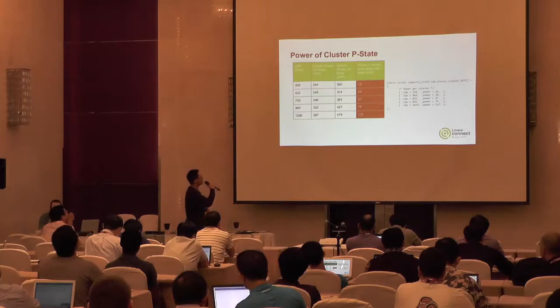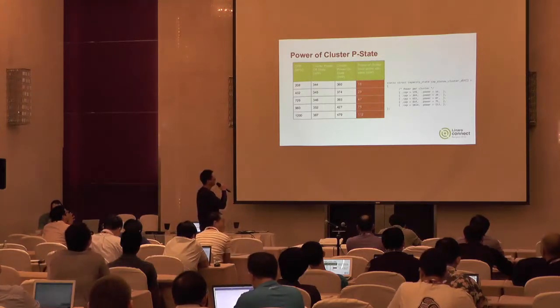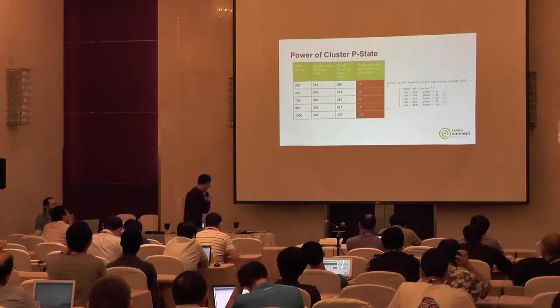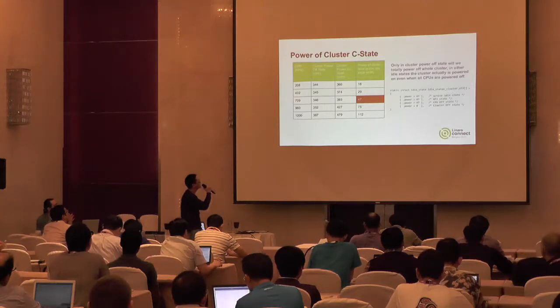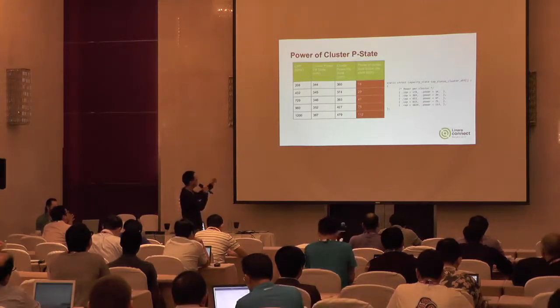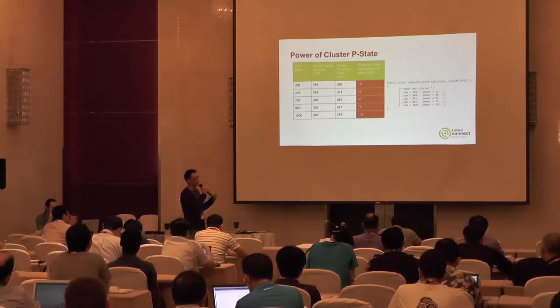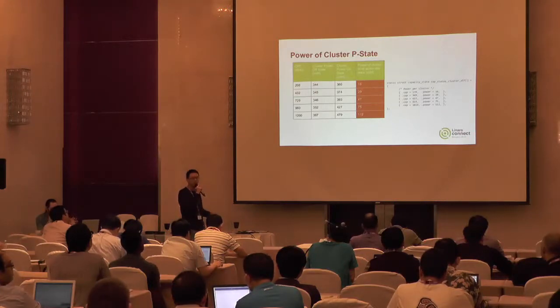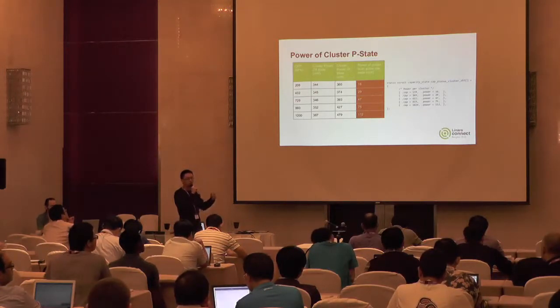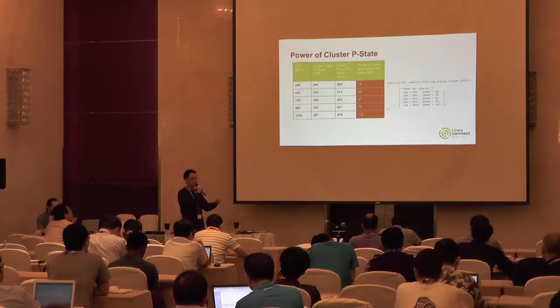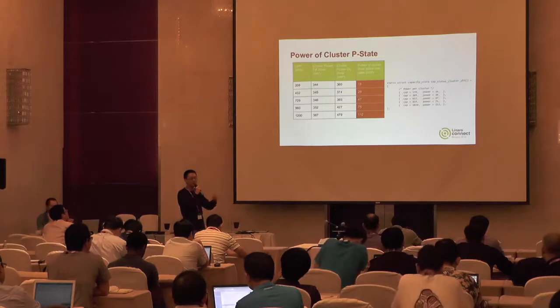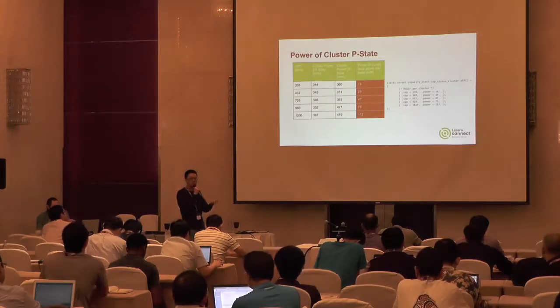So for the cluster level P state, it is also very straightforward. It's the same table as the previous cluster level C state, but for the P state we can see every power data has a corresponding operating point. So we can just get the value and generate the table for the P state. We just use the cluster level power on state to subtract the cluster level power off state. Then we can get the cluster level P state power data.